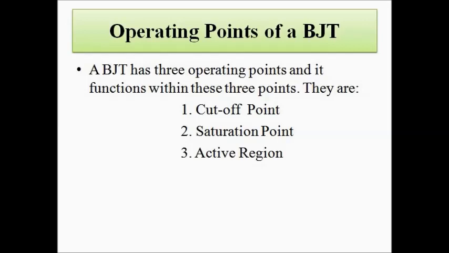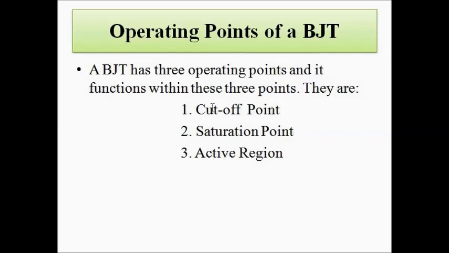Now in short, a BJT has three ways in which it operates, and it is defined by these 3 points, actually 2 points and one region. Okay, so first is the cutoff point or the cutoff mode of operation of a BJT. The second is the saturation mode, and the third is the active mode. A BJT can operate in one of the following 3 ways: the cutoff, the saturation, and the active mode.